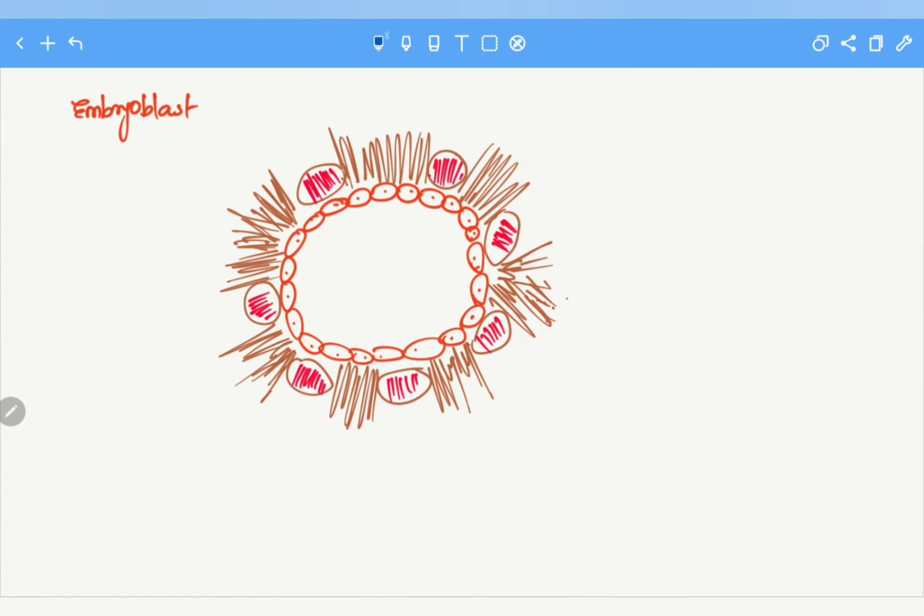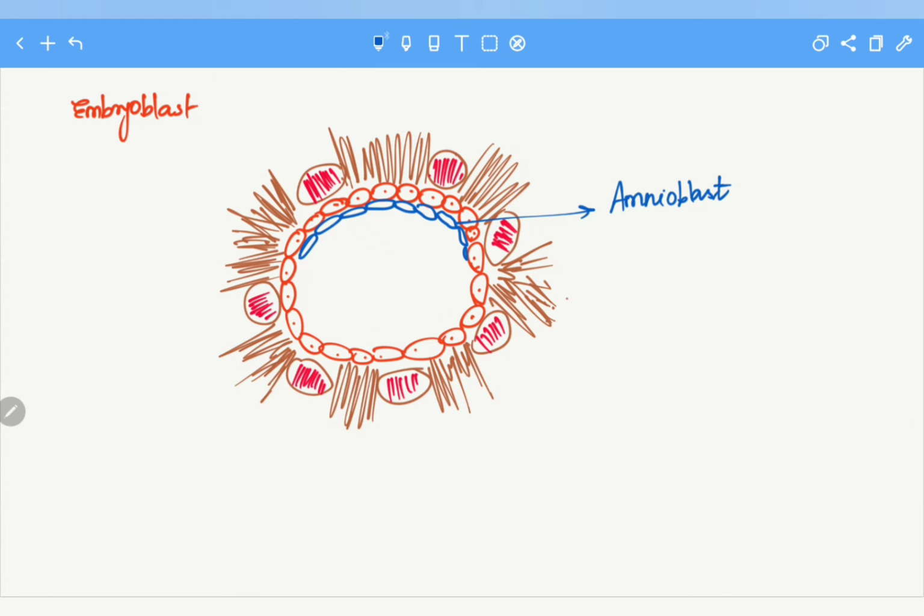Some of the cells of the embryoblast are pushed, they are opposed towards the embryonic pole. So they are called as amnioblast. There is a reason for them being called as amnioblast. Of course, there is a reason.